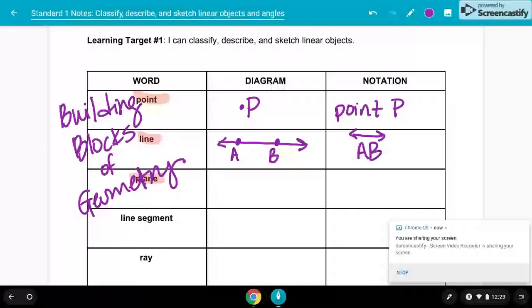A plane is a 3-dimensional object. You can use number 31 on your geometry template to draw that. And it's like if a sheet of paper went on forever and ever. We're going to call this plane N. And the notation for that is simply plane N.